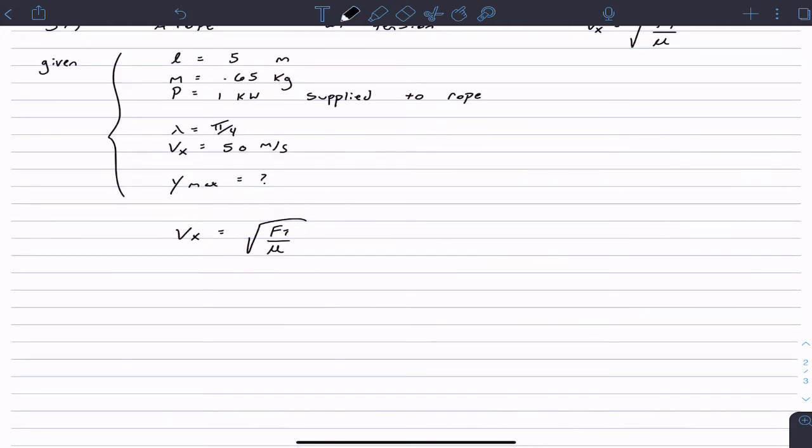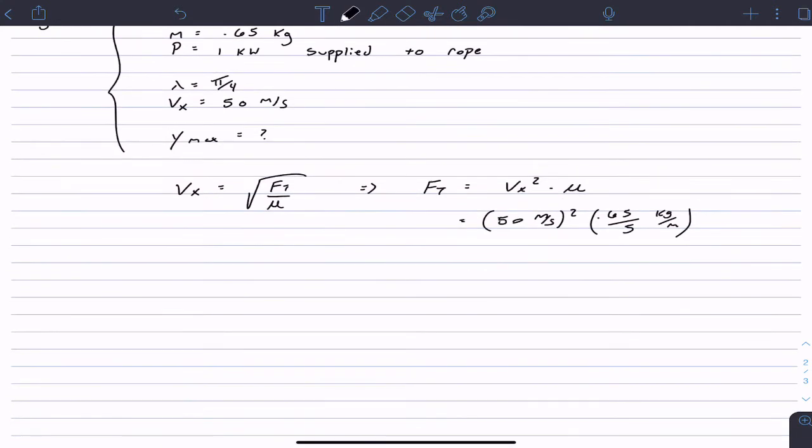So the tension force, if you remember from the problem we did last time, was equal to Vx squared times linear density. And so now we have V is this speed, and the linear density is going to be your mass over your length, right? So that's going to be 0.65 over 5. And this is kilograms per meter. And you plug all this in, and you end up with a value of 325 newtons. So I'm not sure if we need that for this problem, but that is useful. You might encounter a problem where you're asked to find that.